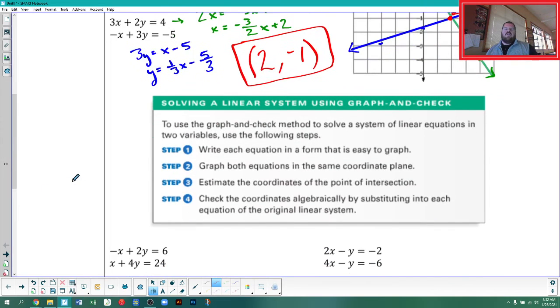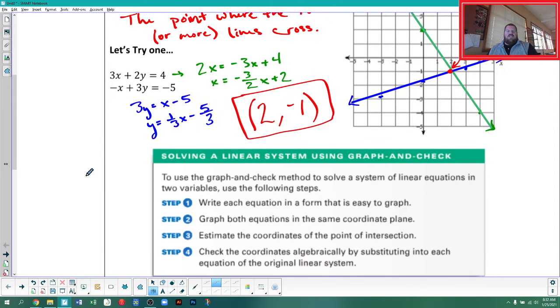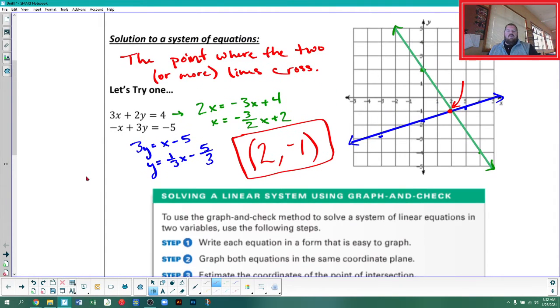Okay. So now just some steps that you can follow. And we kind of did these steps instinctively. It says to use the graph and check method. So the idea here is that we would graph it, and I did skip the check, but we could do it really quickly. I don't typically enforce this very much. Probably should. I can plug 2 in for x and 1 in for y into both these equations and see if they work out. I guess I'm plugging in -1, aren't I?